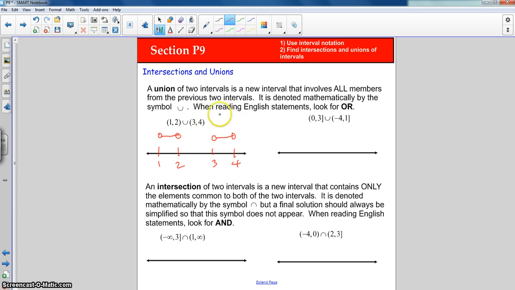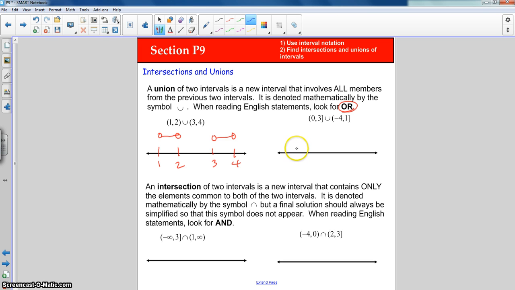When you see English statements that involve the word "or," that's when you typically use a union. Okay, let's look at another example here. The interval from 0 to 3, 0 exclusive, 3 inclusive, union -4 exclusive to 1 inclusive.